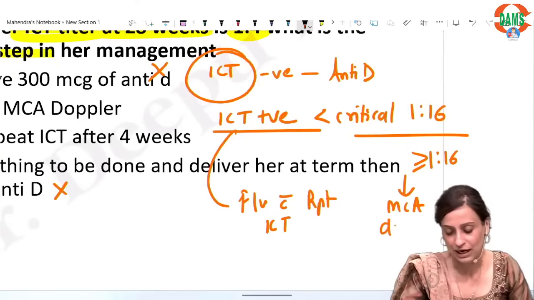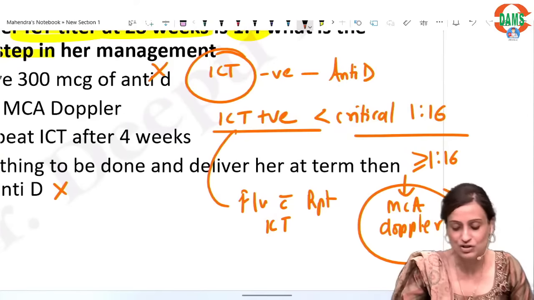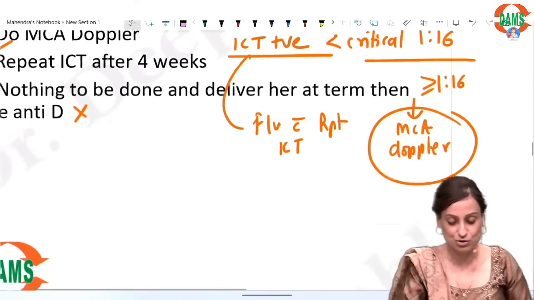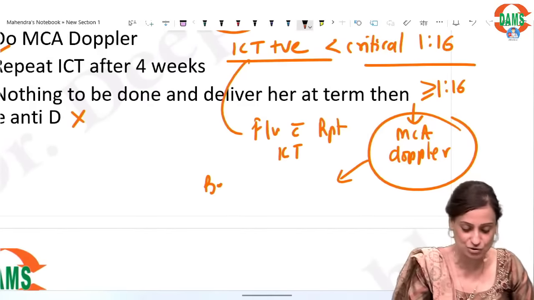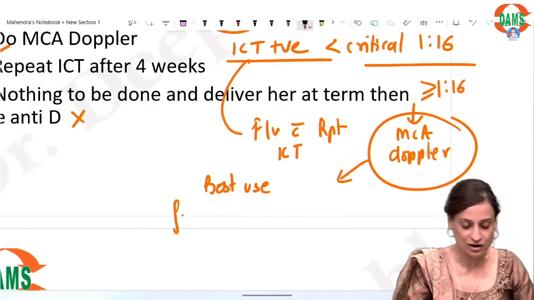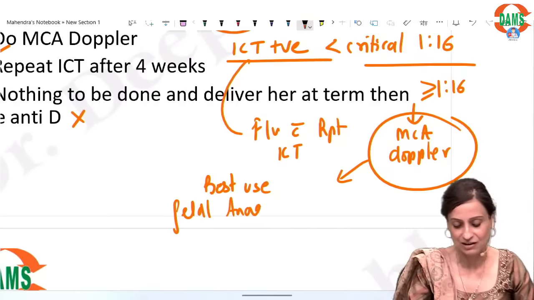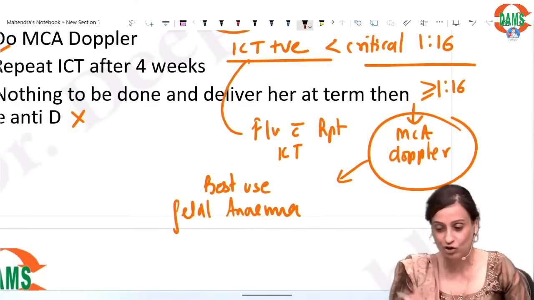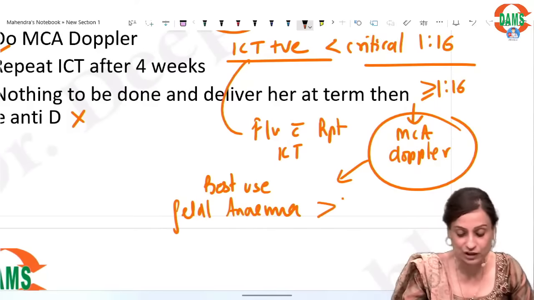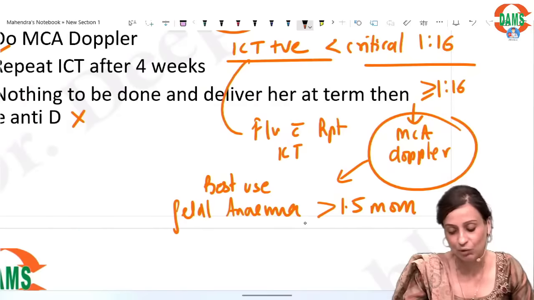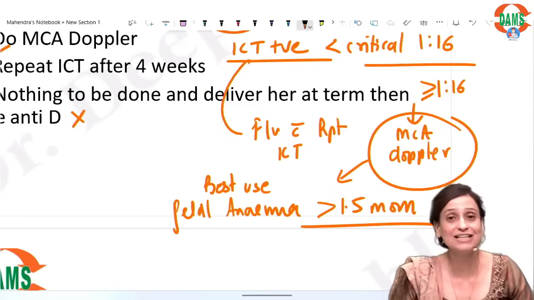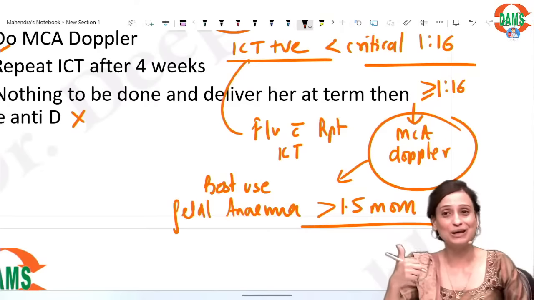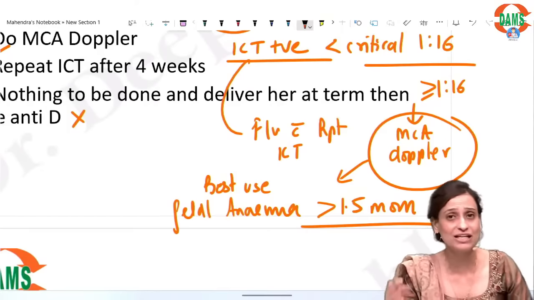that's when you do MCA Doppler. Who is going to tell me what is the best use of MCA Doppler? The best use is to look for fetal anemia. Absolutely right, Dr. Drake, a value more than or equal to 1.5 MoM indicates significant anemia. These days we are not doing amniocentesis for it.